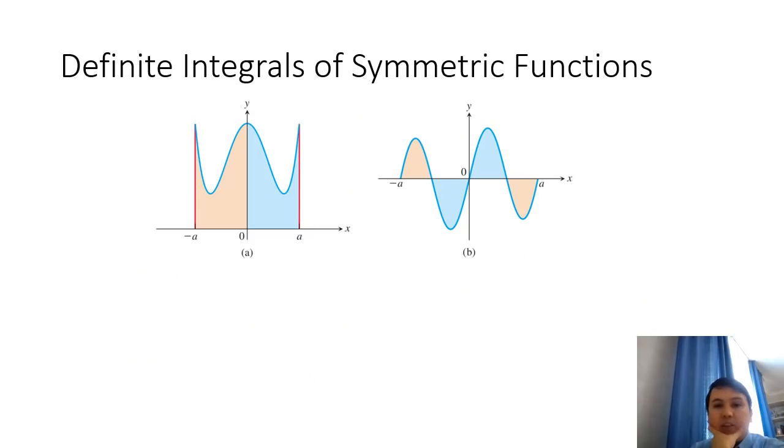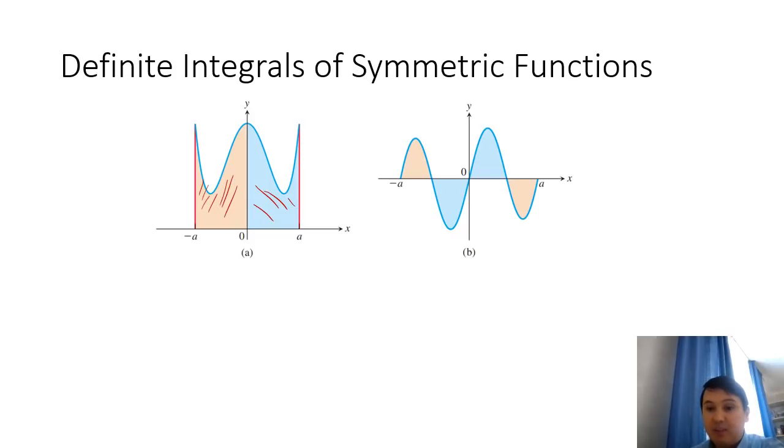Okay, definite integrals of symmetric functions. If you look at the picture shown in A, we see an even function, right? We have an even function, so it's symmetric with respect to the y-axis. Well then, if the function is symmetric, why do we need to integrate from minus a to a, right? All we can do is integrate from 0 to a and just multiply by 2, because in a sense, the area here is the same as the area here. So we don't have to calculate the area twice, and that might simplify things sometimes.